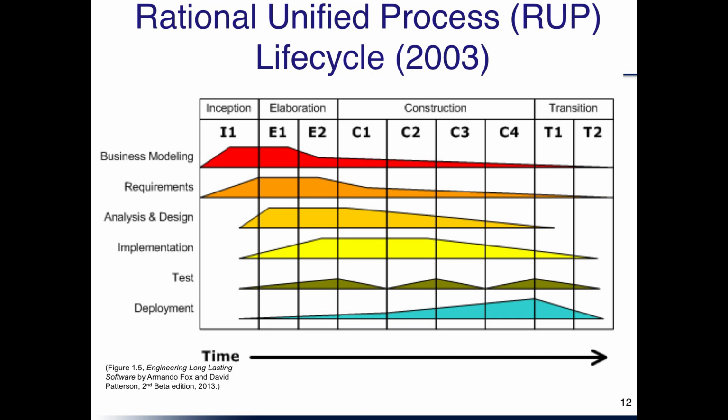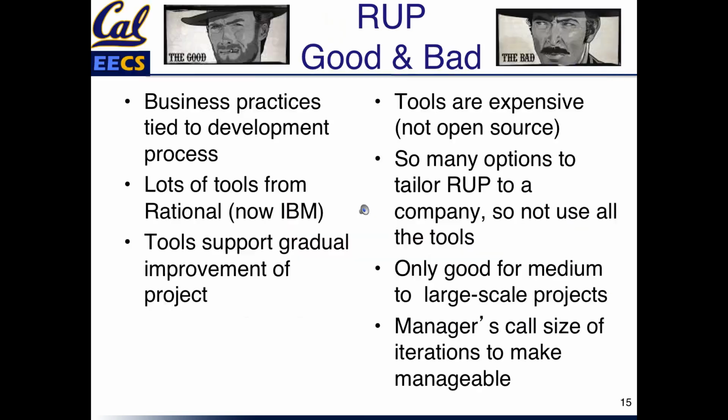So what's the good and the bad of the RUP model? You bring in the business processes because, if you're building software, you have to have a business case for it, and that's more closely tied in.